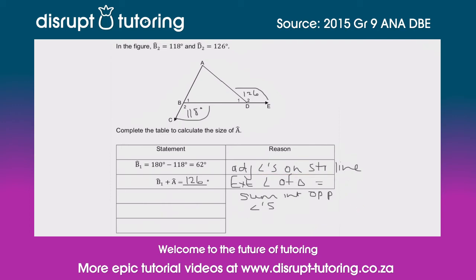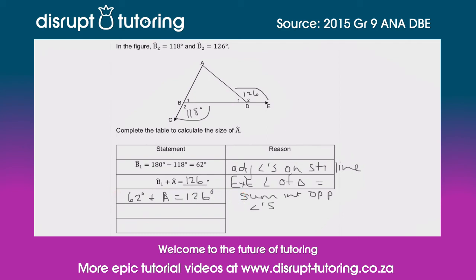And then finally, guys, we need to calculate the size of A. All right, so we've already calculated that B1 is 62. So let's see what we can do. So if we put 62 in place of B1, we can say 62 degrees plus A is equal to 126 degrees. Now we've built our own equation, and we need to take this from that side over to that side. So what would we do? We would subtract 62 from both sides.